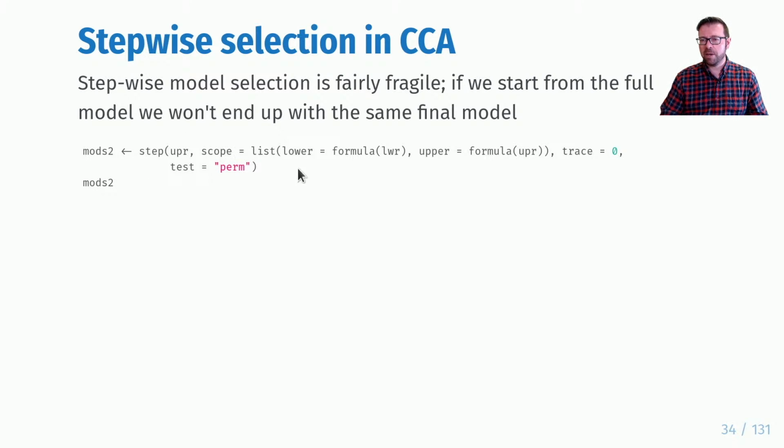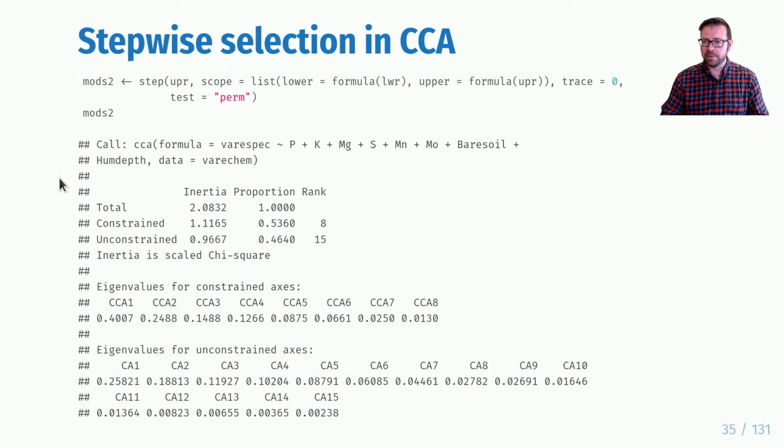The scope here, I'm telling it, is that we can go from a lower scope, a model that contains no variables, and the upper scope that we are allowing is the full model. You have to be a little bit more fancy if you're going to do this forward and backward elimination. But we're starting from the full scope here, and we're going to do the same analysis. And if we look at that, then we get this.